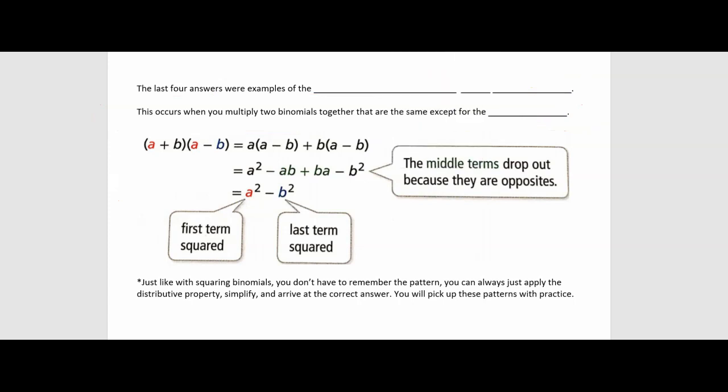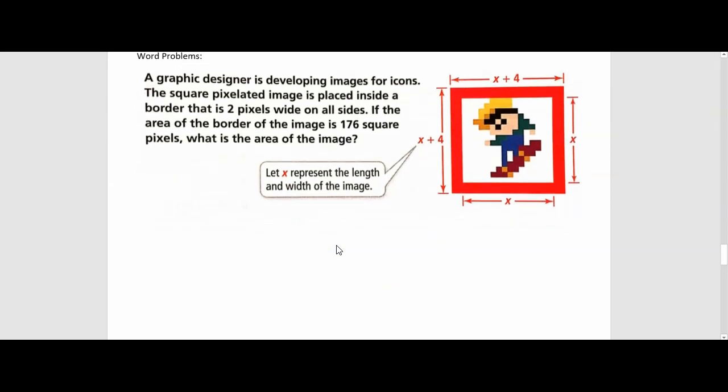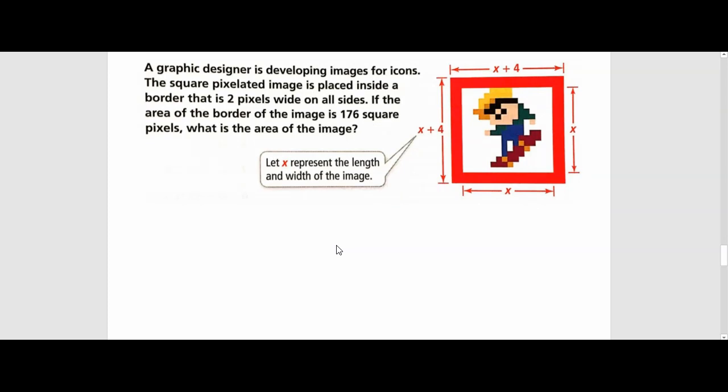All right, let's see. I think we have time for a word problem. So it says a graphic designer is developing images for icons. The square pixelated image is placed inside a border that is 2 pixels wide on all sides. If the area of the border of the image is 176 square pixels, what is the area of the image? So we are given the area of the border. We know that the area of the border is 176 square pixels, and we need to figure out what the area of the image is.